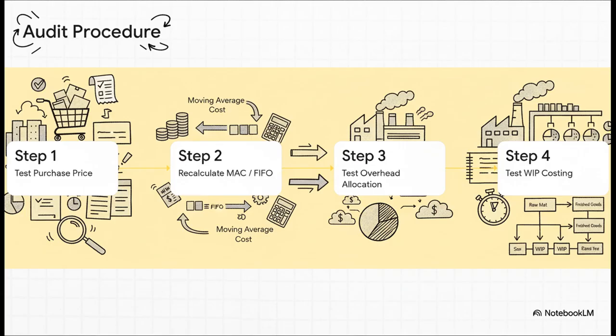Your number one focus is testing the actual purchase costs. Then you'll need to recalculate their cost flow assumption, whether it's moving average or FIFO. Just like with standard costing, you've got to test their overhead allocation. And crucially, you need to check how costs are being collected in work in process. That's all the stuff that's only partially built out on the factory floor.